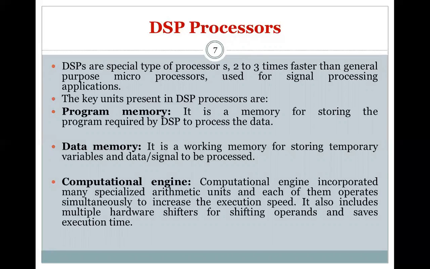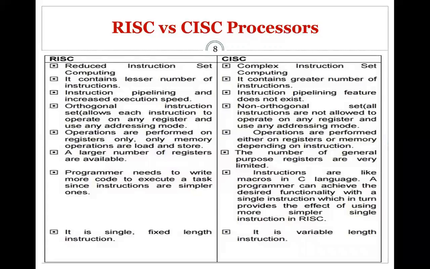The other component used in DSP processors is the computation engine. This computation engine is nothing but a collection of arithmetic units, hardware shifters, and many other small components that come together as the computation engine. Then processors can also be categorized into RISC as well as CISC processors. That depends on the embedded application. So the designer can choose either a RISC processor for simple functional designs, or else they may select CISC processors for complex functional designs.